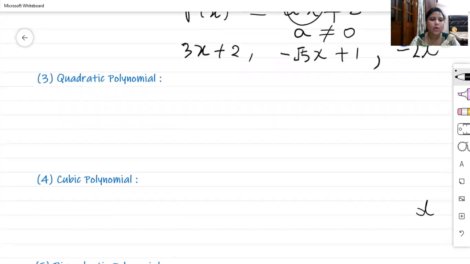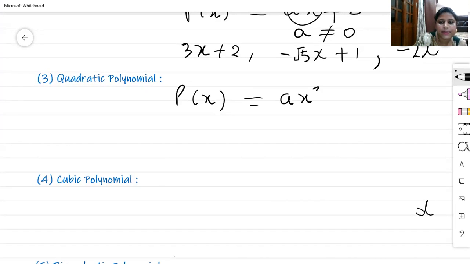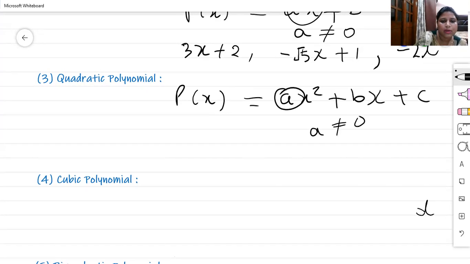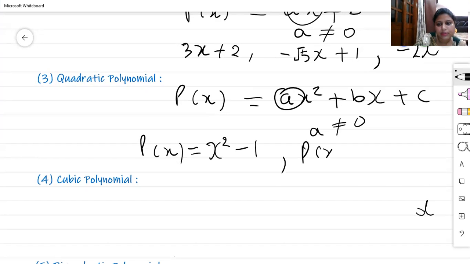Now, third is the quadratic polynomial. So what is a quadratic polynomial? If the degree of the polynomial is 2, it is called a quadratic polynomial. And the standard form of a quadratic polynomial is ax^2 plus bx plus c. Here, a cannot be equal to 0. Examples of quadratic polynomials are x^2 minus 1, and p(x) equals 2x^2 plus 2x plus 1. These are the examples of quadratic polynomials.